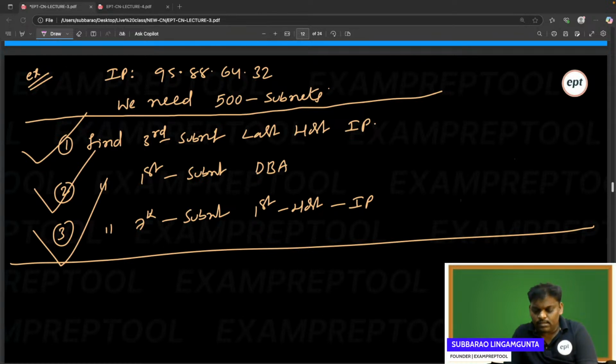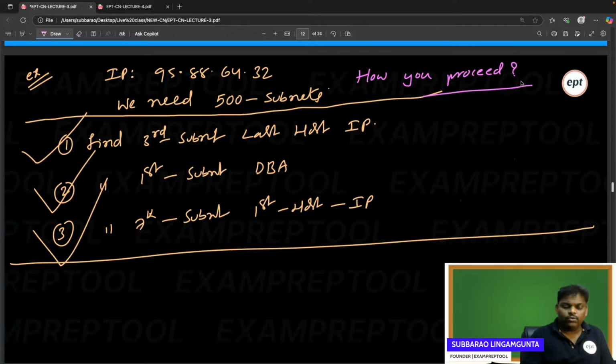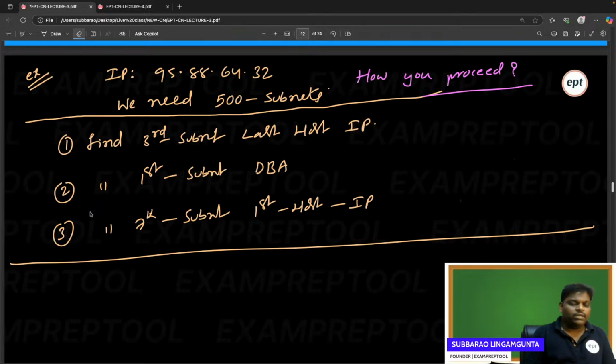In yesterday's class, this is the place where we stopped. One IP address is given, so we need 500 subnets. So how will you proceed? And not only that, some questions are also given. We are going to solve them one by one. For the given information, we have to find out three things. One IP address given, we need 500 subnets. How do you proceed further to solve the following problems?